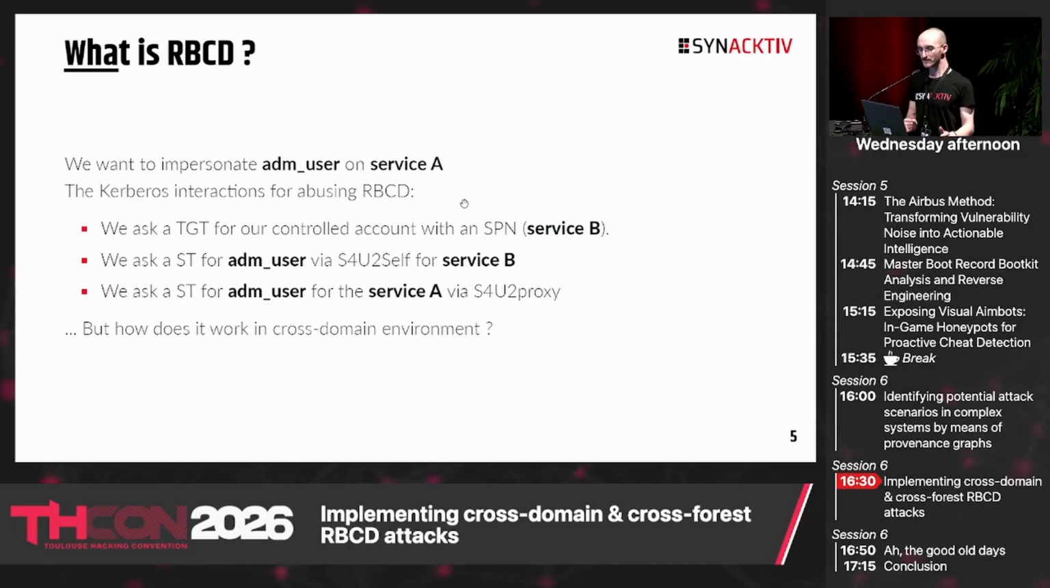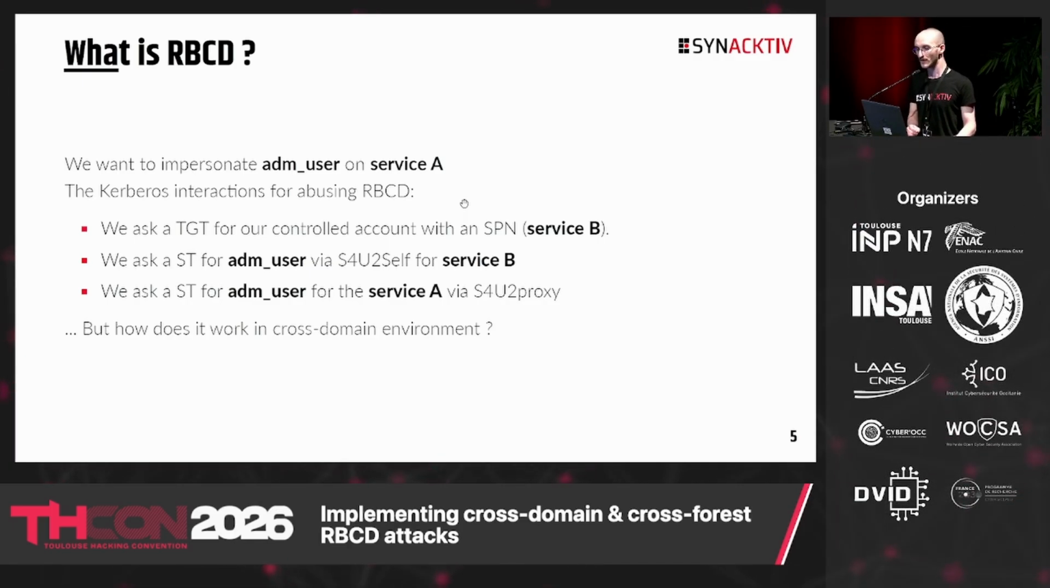Kerberos-wise, what happens is that, let's say that we want to impersonate ADM user on the service A of the machine. We are going to ask a TGT for the control account that we have that is associated with a service B. We are going to ask a service ticket via the S4U2Self protocol extension for our service for the targeted user. And then with this ticket, we are going to use the S4U2Proxy protocol extension to obtain a service ticket for the service that we want to target for the ADM user. So this is how it works in single domain environments.